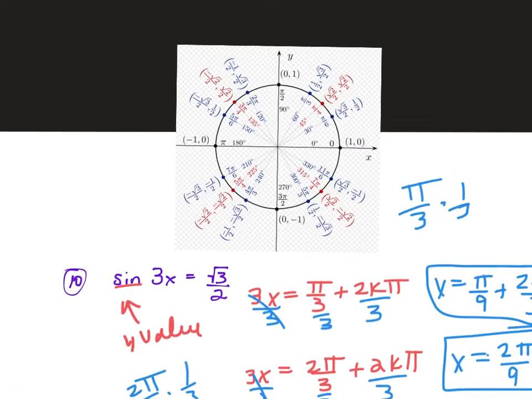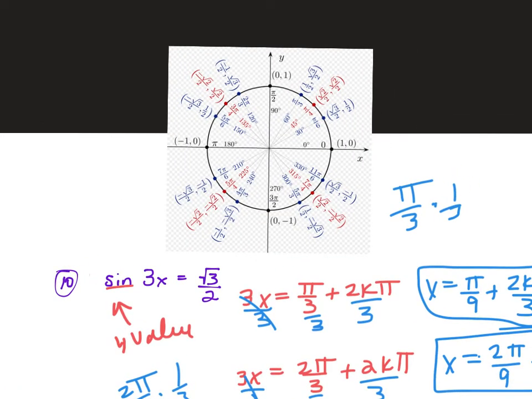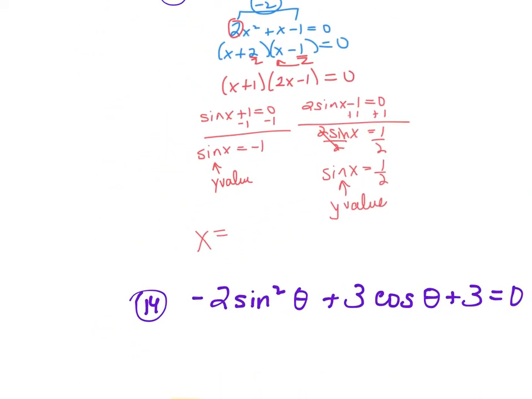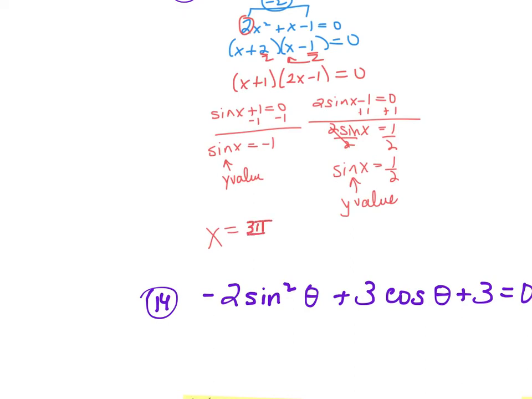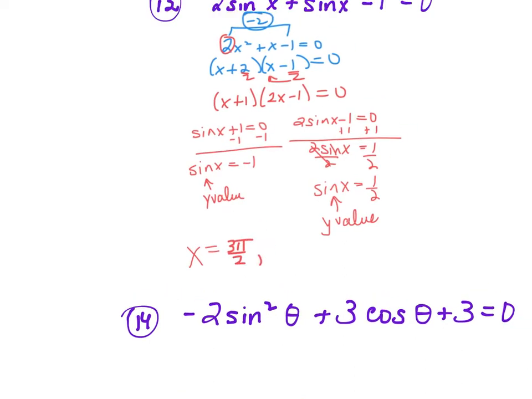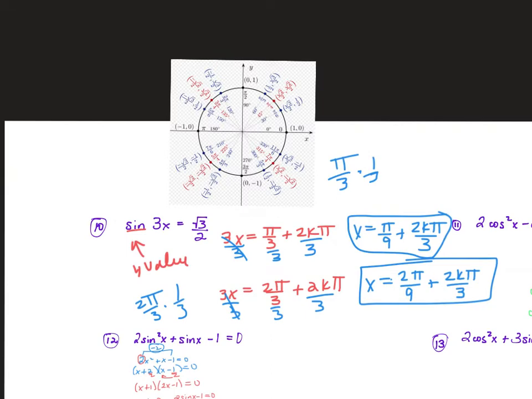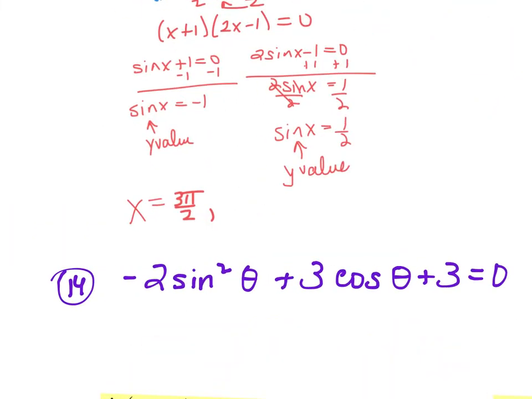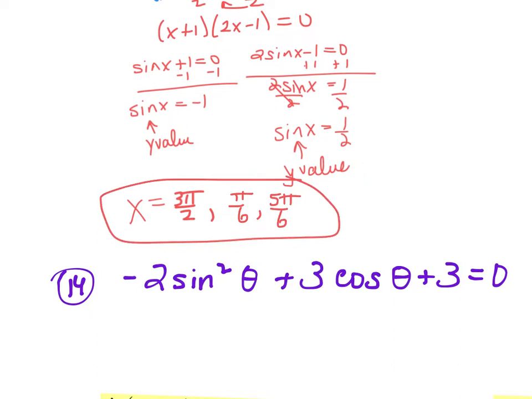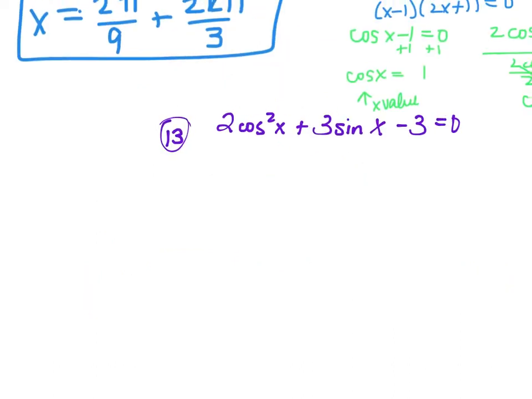So we're looking on the unit circle for where I have y values of negative 1. So let's look there first. My y value of negative 1 would be 3 pi over 2. And where my y values would be positive 1/2, pi over 6 and 5 pi over 6. And box your answer.